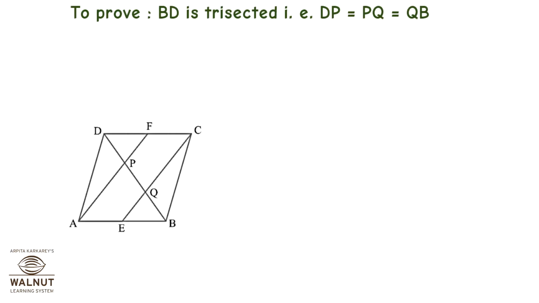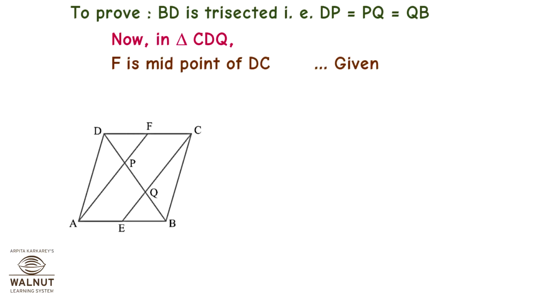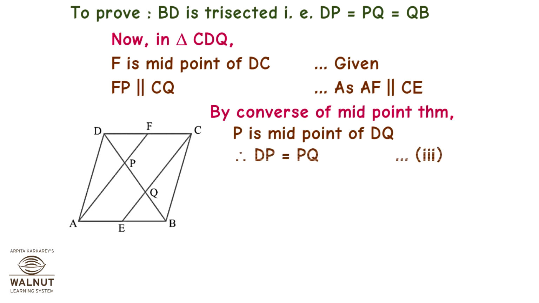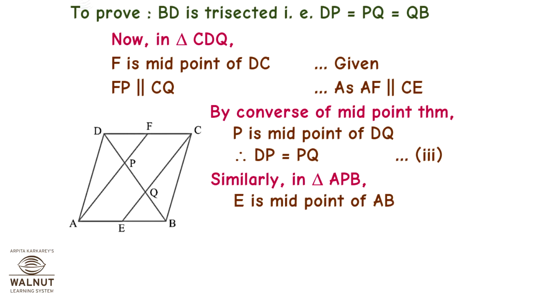We have to prove that BD is trisected, that is, DP is equal to PQ is equal to QB. Now, in triangle CDQ, F is the midpoint of DC, given. FP is parallel to CQ as AF is parallel to CE. By converse of midpoint theorem, P is the midpoint of DQ. Therefore, DP is equal to PQ. Let this be 3. Similarly, in triangle APB, E is the midpoint of AB.